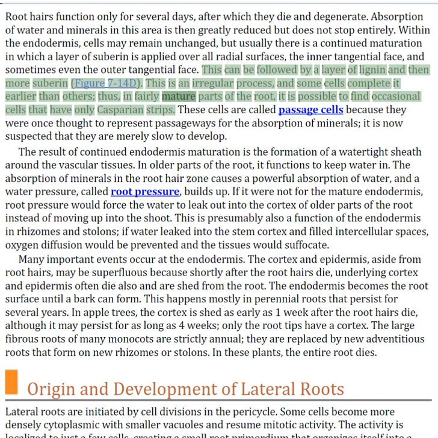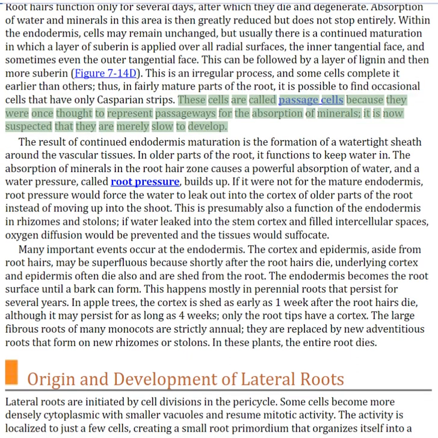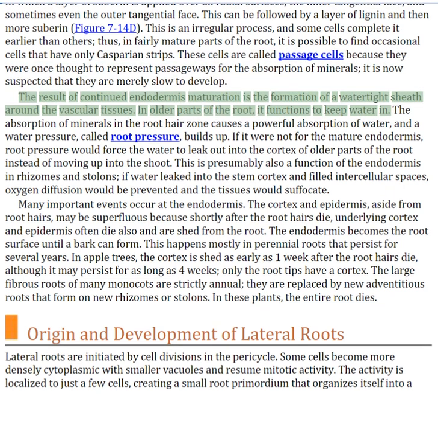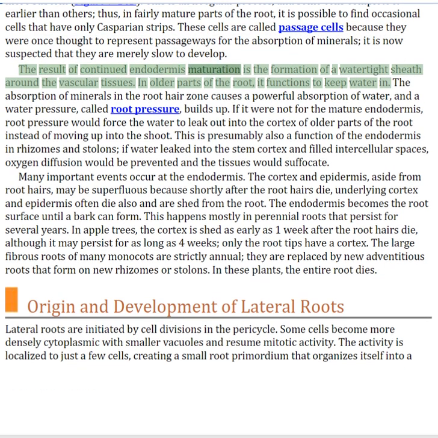Thus, in fairly mature parts of the root, it is possible to find occasional cells that have only Casparian strips. These cells are called passage cells because they were once thought to represent passageways for the absorption of minerals. It is now suspected that they are merely slow to develop. The result of continued endodermis maturation is the formation of a watertight sheath around the vascular tissues. In older parts of the root, it functions to keep water in.